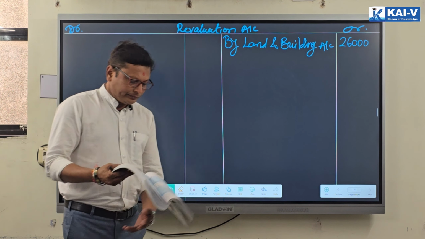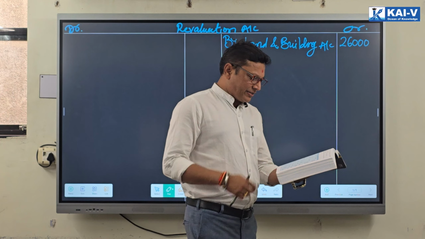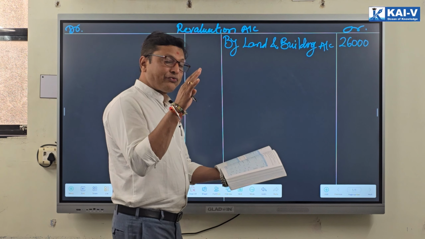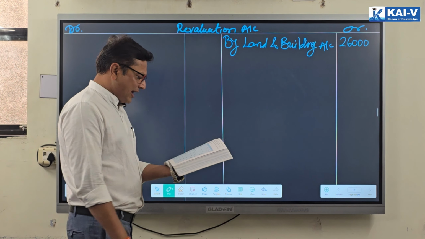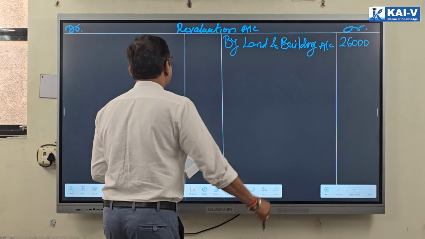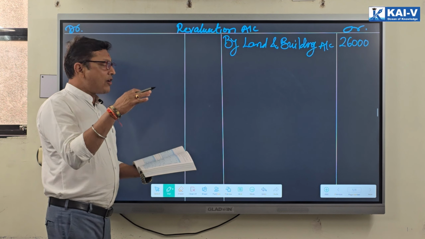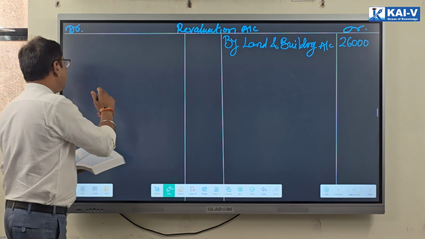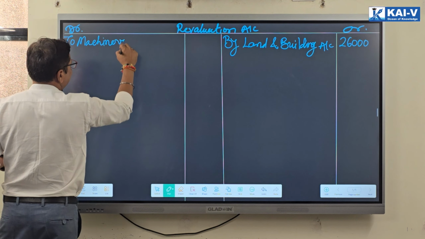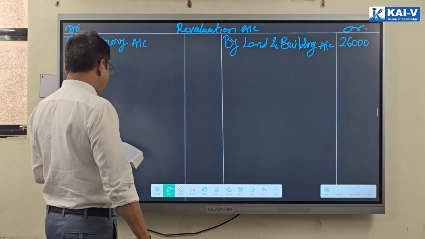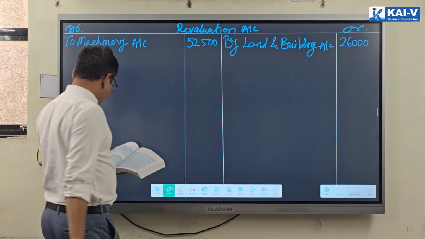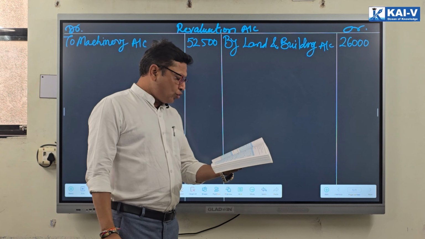Now the second adjustment is machinery be reduced by 15%. The machinery value given in the balance sheet is 3,50,000. It's reduced by 15%. 15% of 3,50,000 is 52,500. As there is a decrease in the value of the asset, it will be a loss, so we're going to debit the revaluation account. Revaluation account will be debited to machinery account. The decrease amount is 52,500. Done.